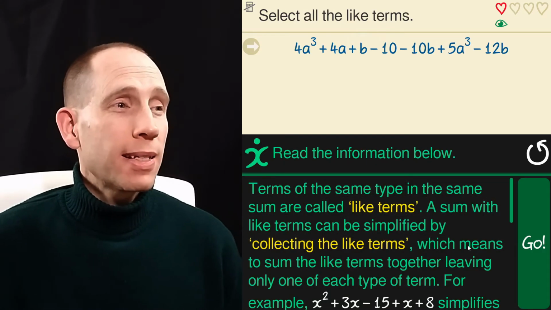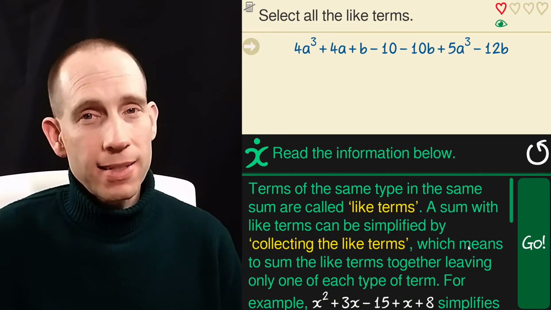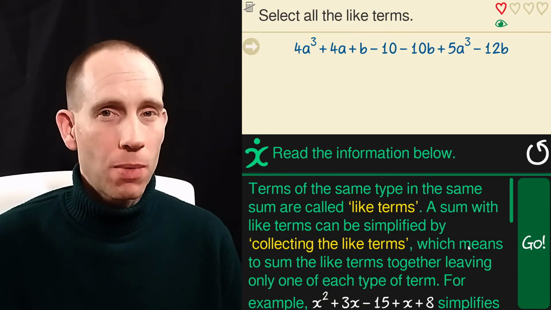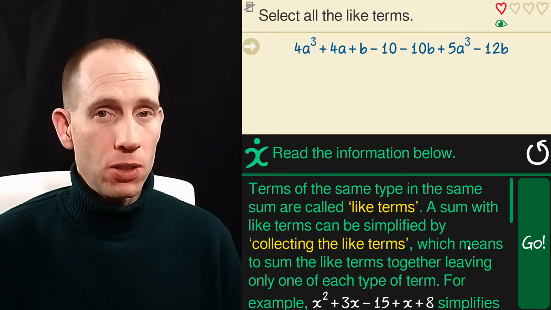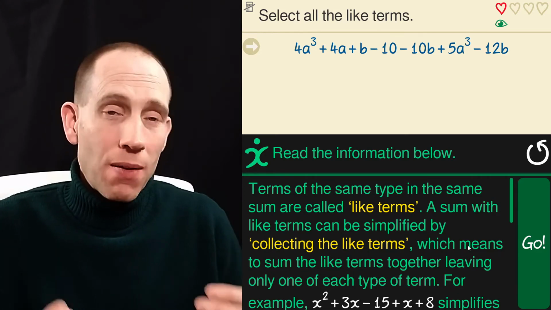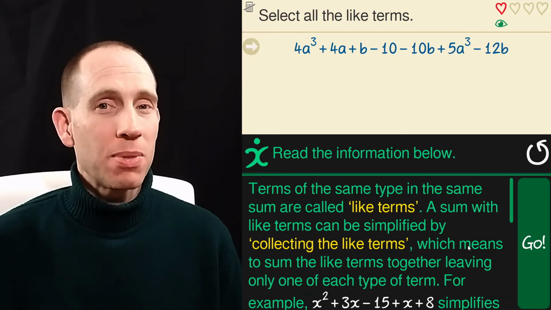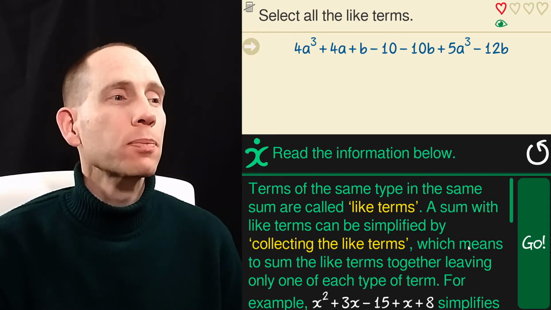Okay, so a bit of practice at spotting like terms then. Two terms are called like terms if they're the same type of term. So they've got to be the same as each other, but they're allowed to have different coefficients. So they can have different sign, different coefficient, different number at the front, but everything else in the term needs to be the same. Same number of x's, same number of y's, same powers on those letters, and so on.